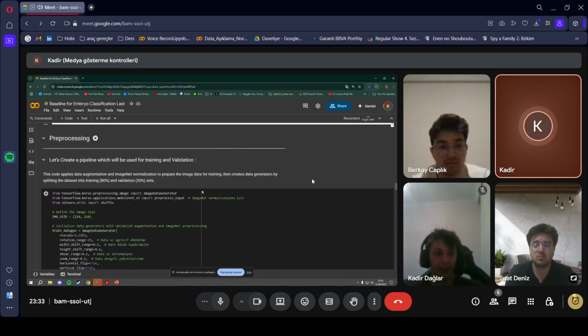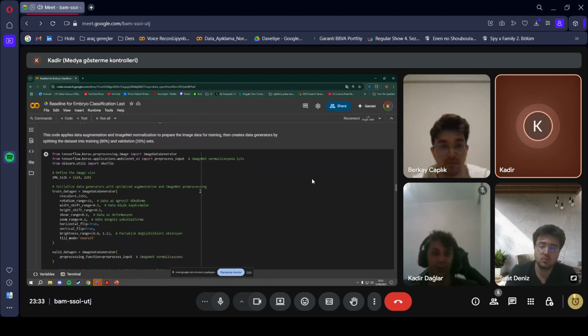This code applies augmentation and ImageNet normalization to prepare the image data for training, and creates data generators by splitting the dataset into training and validation sets.